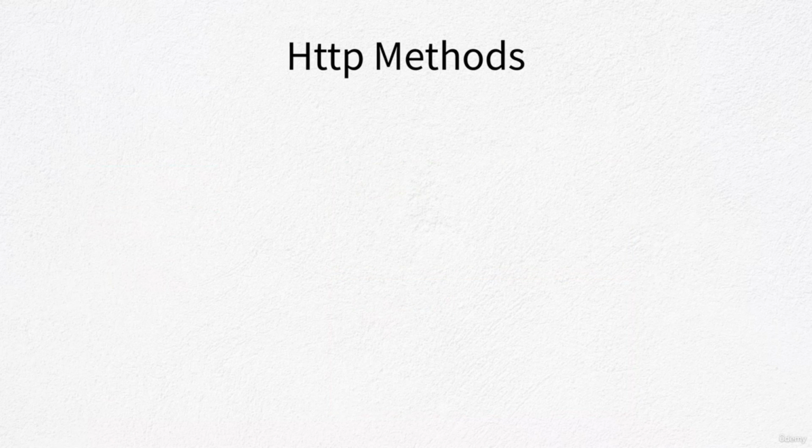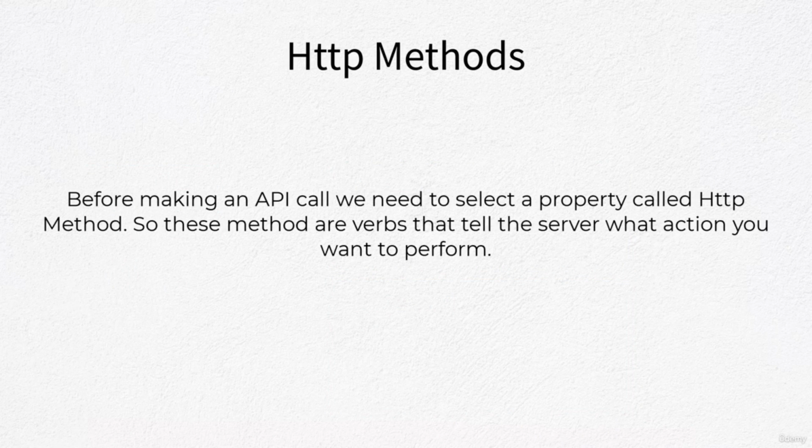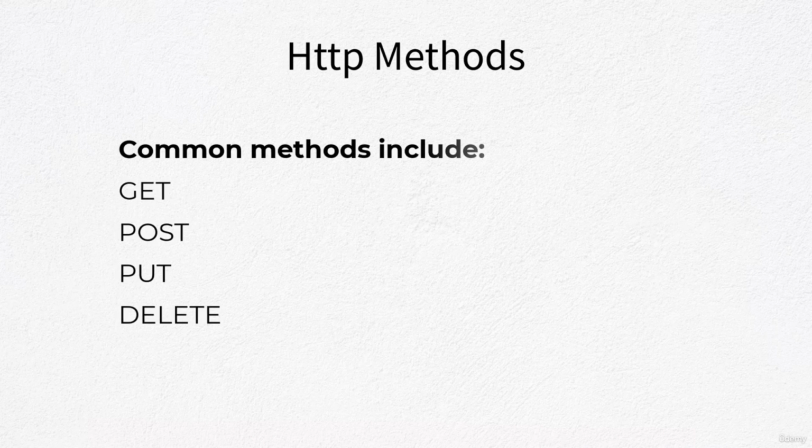And the next thing is HTTP methods. So when we make API calls, then from our application we need to select a property called HTTP method, and after selecting this HTTP method we make API calls. So these methods are actually verbs that tell the server what action you want to perform. So we can select 4 different HTTP methods, and they are get, post, put and delete.